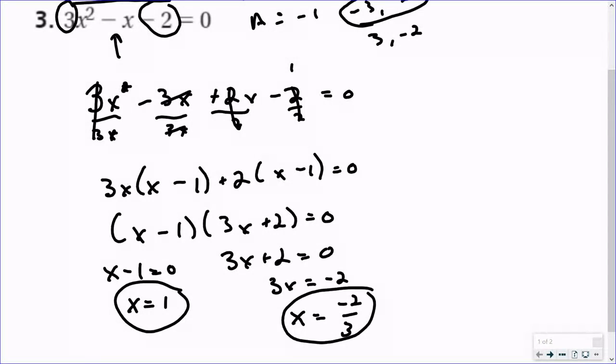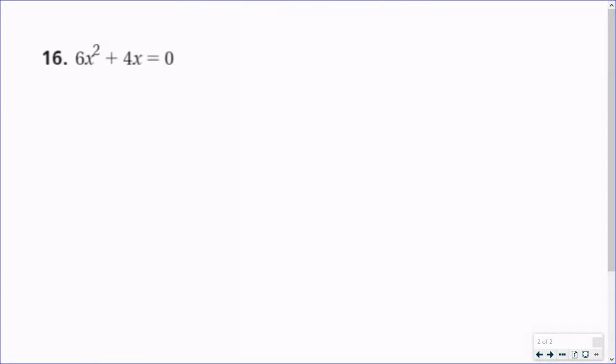So that's question number 3. That's a doozy. That's a great question to ask about. That's a hard one. So now let's look at question number 16. Number 16 looks a little different too.